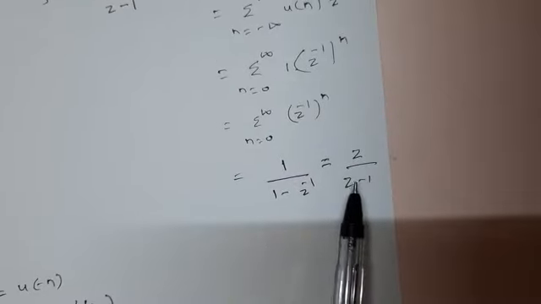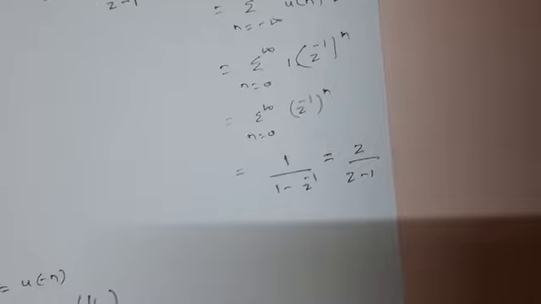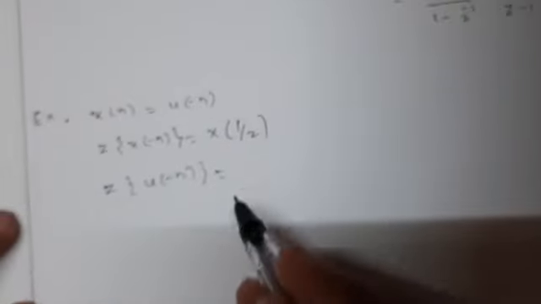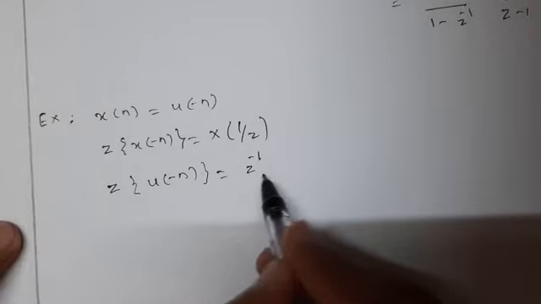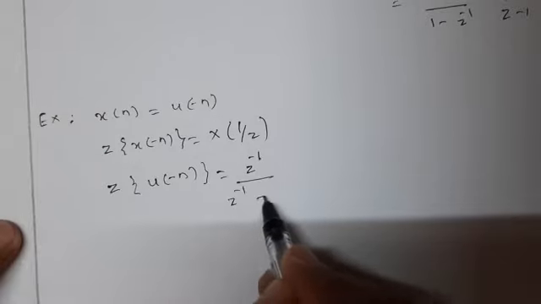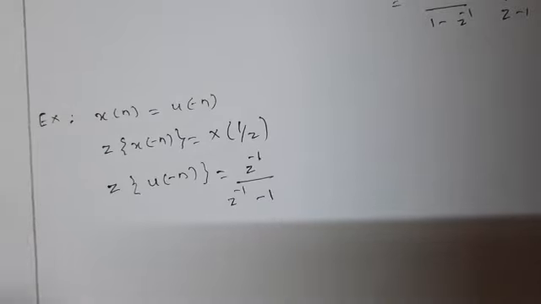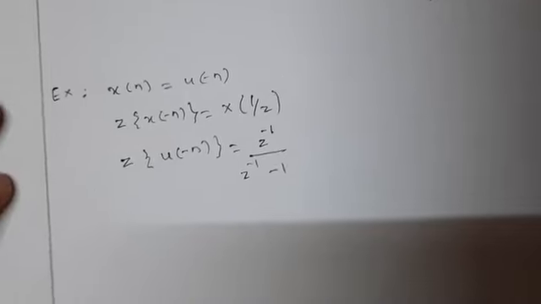In this z divided by z minus 1, replace z by 1 by z. 1 by z means what? Z inverse. So can I write it as z transform of u of minus n is z inverse divided by z inverse minus 1. Okay, so this is solving the example using properties of this. You can solve it, further simplify it, or keep it as it is, no issues.